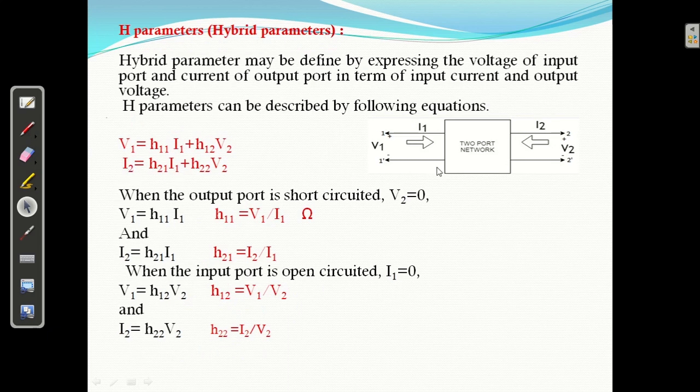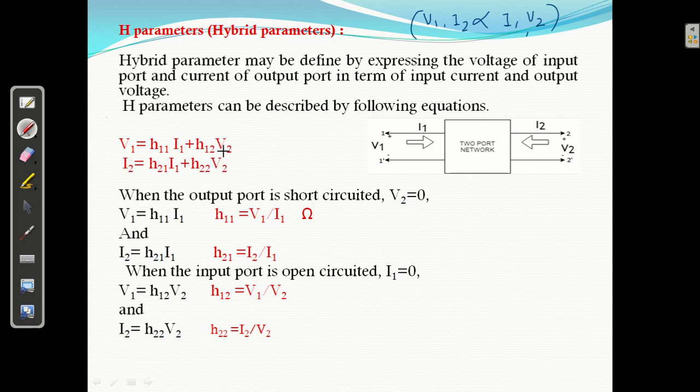It is a hybrid, मतलब hybrid ही है. Hybrid parameter, H parameter में क्या है? मिक्स है. V1 and I2 is a function of I1 and V2. Be careful about it. It is a hybrid parameter. V1 and I2 is a function of I1 and V2. H11, H12, H21, H22.